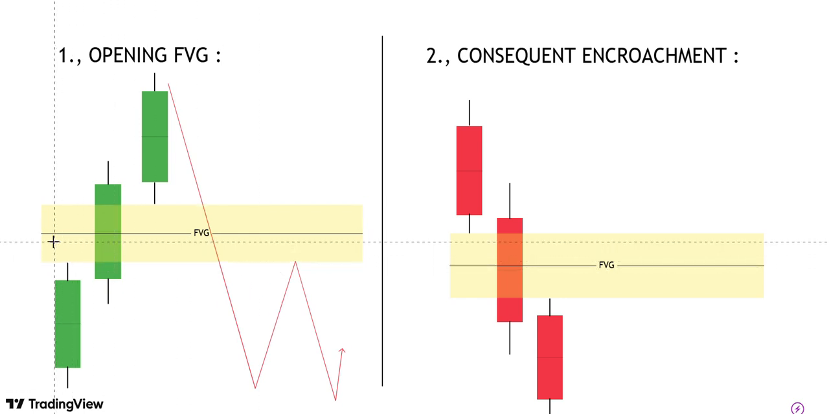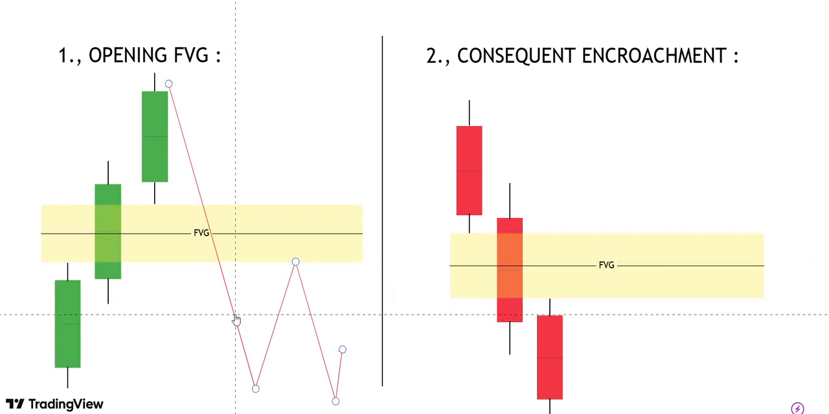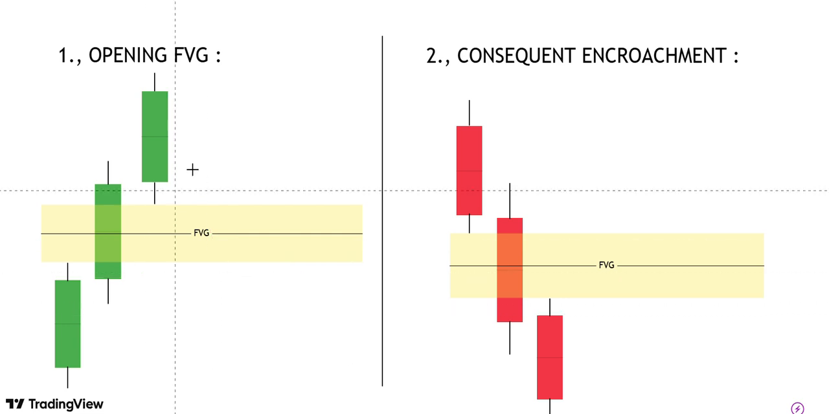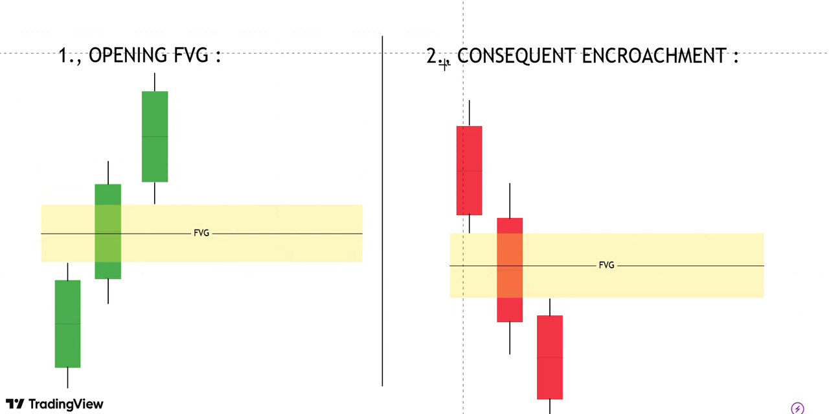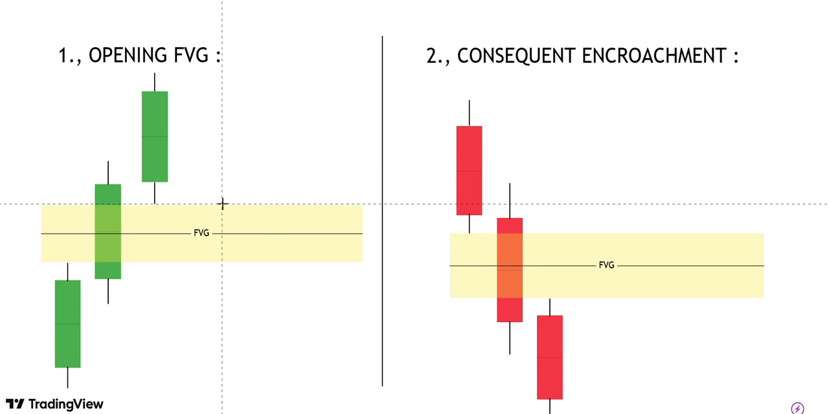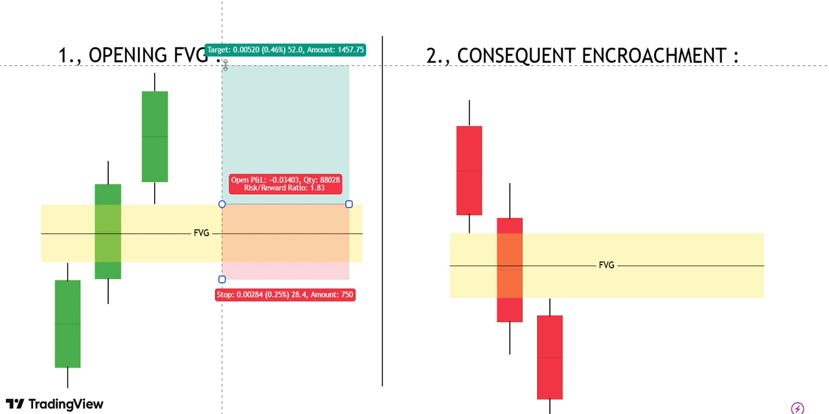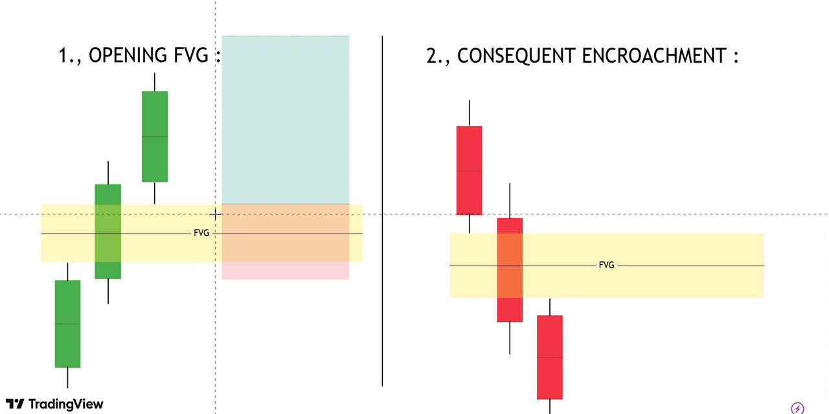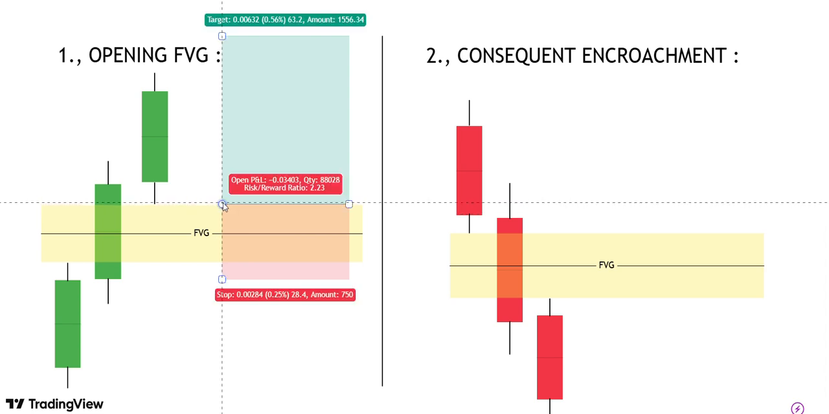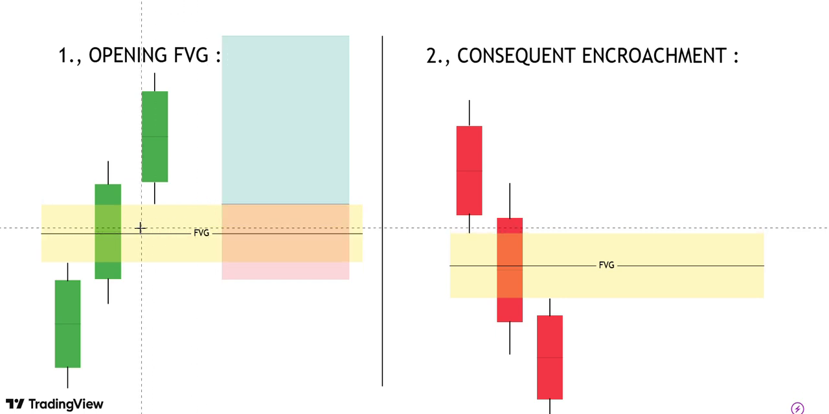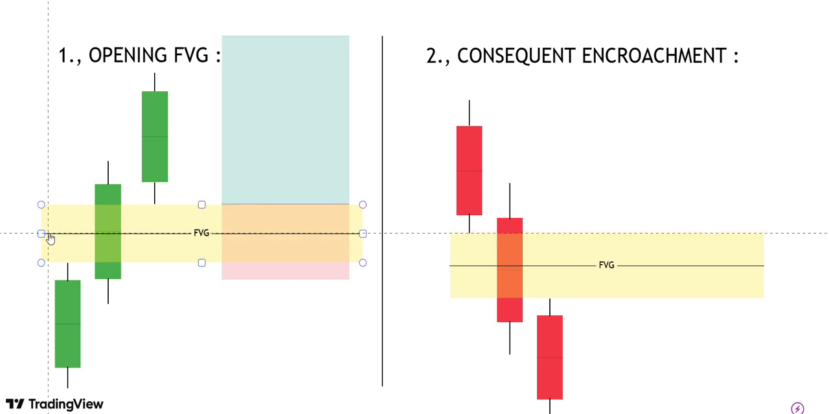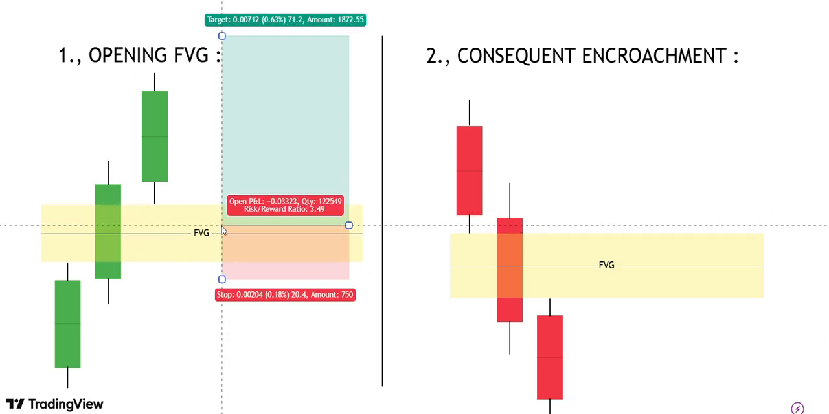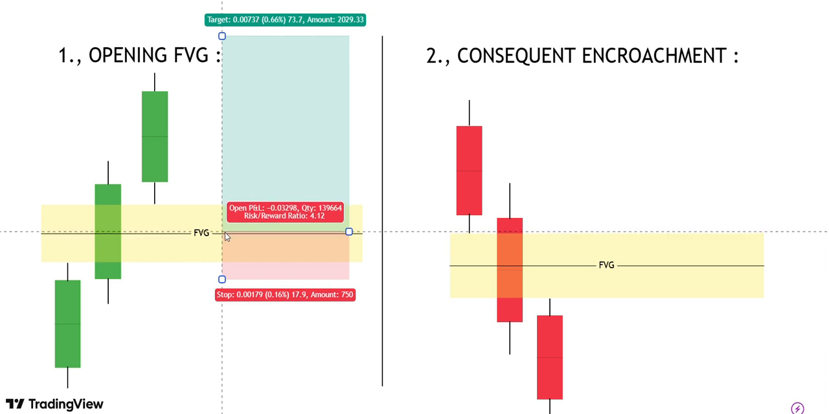This is an inverse fair value gap. If you are using a fair value gap, you can place your trade at this opening. When the market retouches this fair value gap, there is a chance of it going up. So you can place your trade at the opening, or you can place your trade at the 50%. This middle line is the 50% of the FVG, which is known as consequent encroachment. You can place your trade at this 50%.